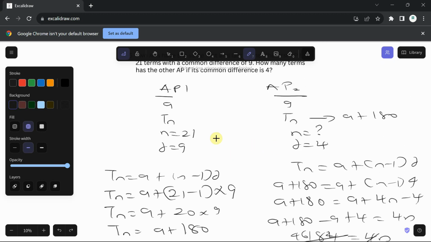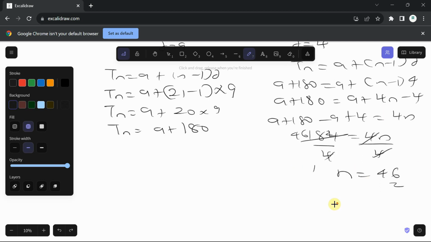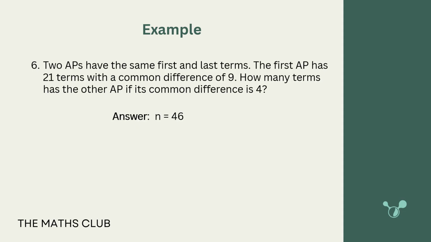What did we do? We just did a table, AP1, AP2. We wrote the information for both of them, right? And then I did the AP1 first because they gave me the n. So that way I was able to find the Tn. And since both of them share the same Tn and A, that means this AP's Tn will also be the same thing as this A plus 180. And using our formula, I just substituted and did some mathematical operations and found the n to be equal to 46. Let's see if we're correct. Great. So our n is equal to 46.